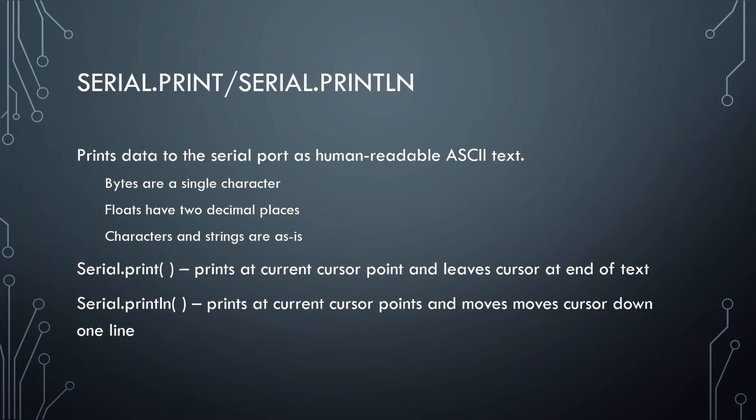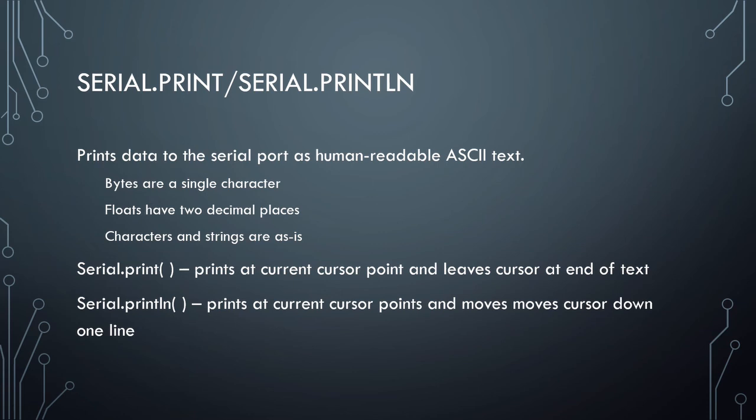So the first thing that we're going to look at is a serial print command, and there's two different ways to do this. So we said communication is essentially inputs and outputs, inputting and outputting information. And so our serial print, we call it printing data, or it outputs data to the serial port as human readable text. So anything that is a single character would be a byte. Floats have 2 decimal places, and characters and strings we've covered before. And this just has to do with how you're declaring your variables.